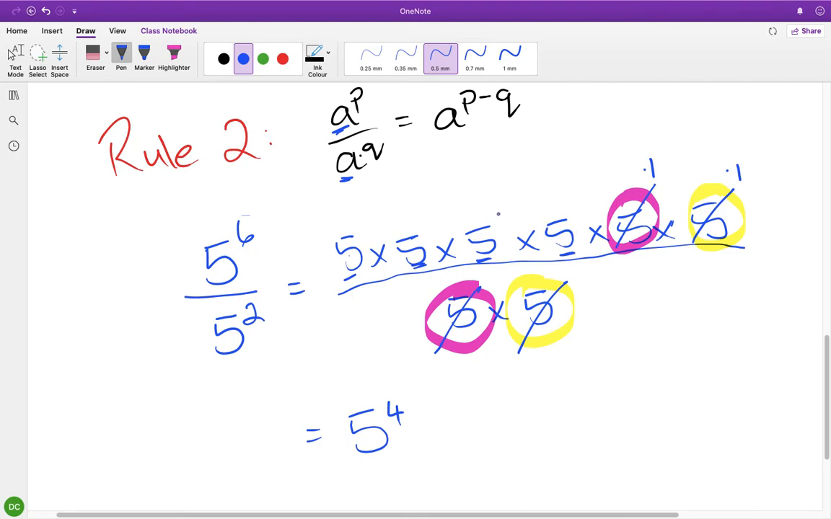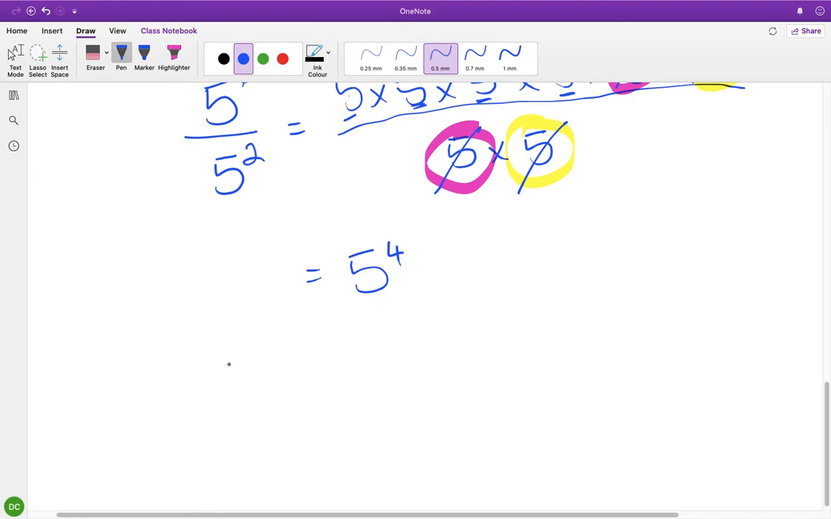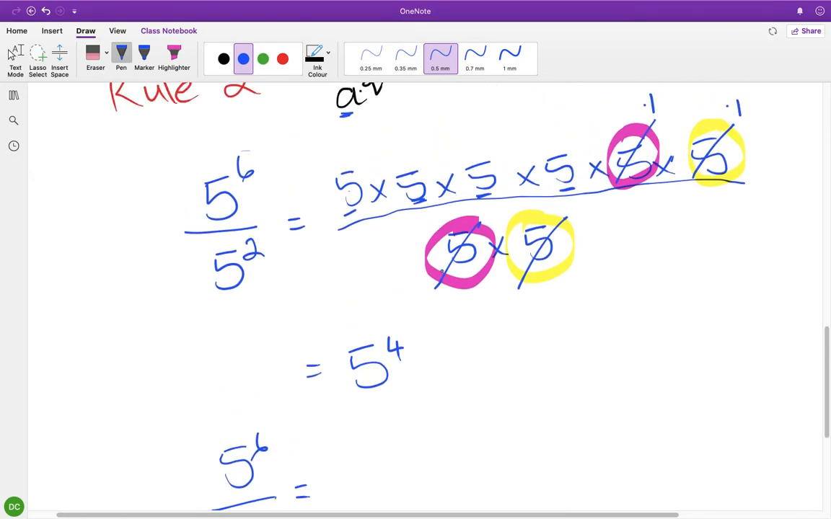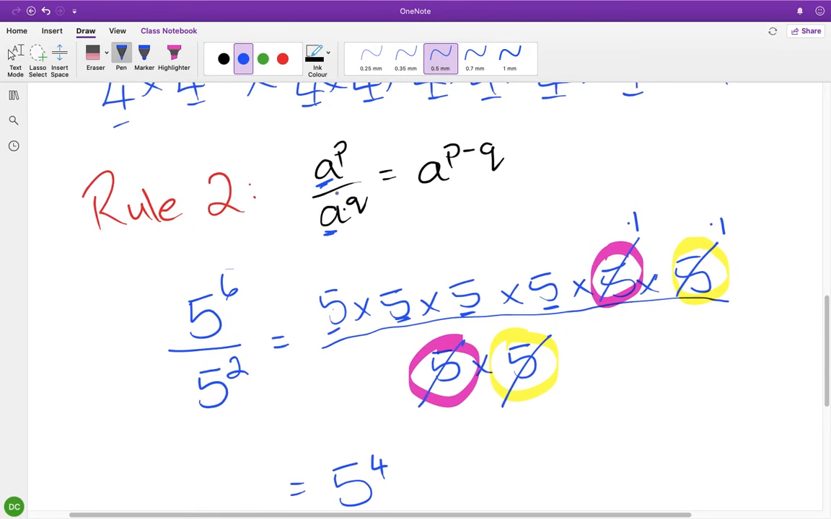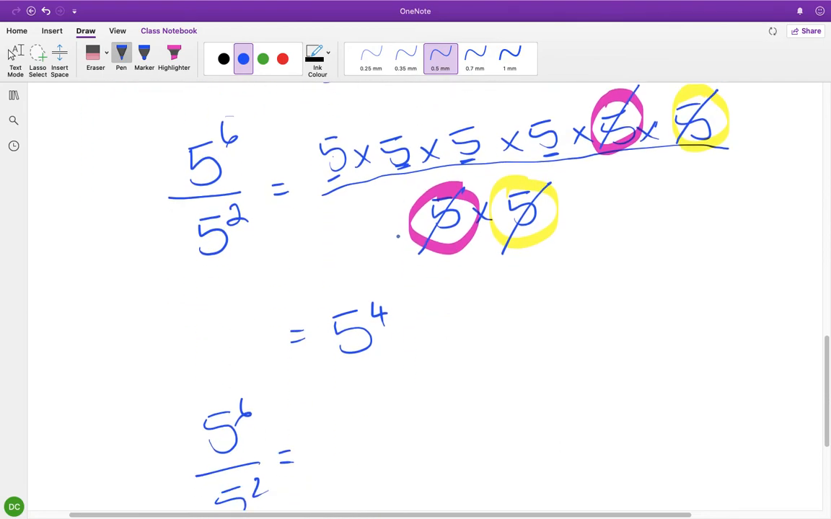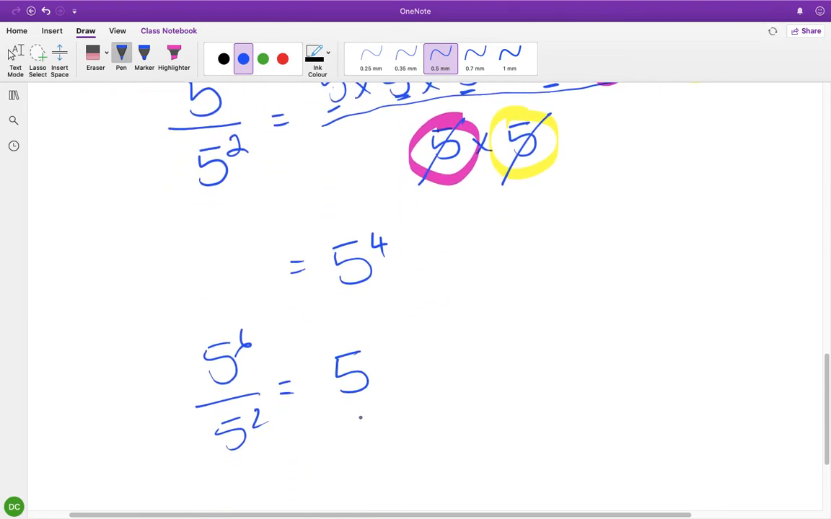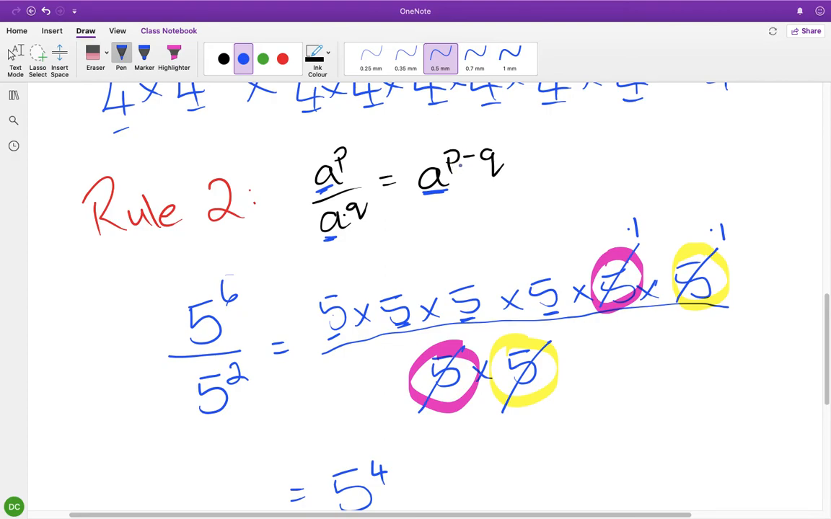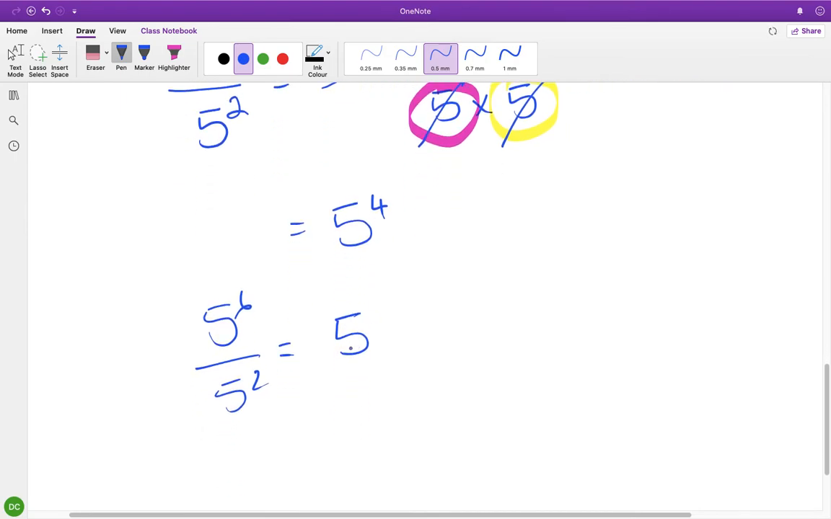Okay, so then let's try it using the rule. Alright, so it was 5 to the power of 6 divided by 5 to the power of 2, and according to the rule, if you have a division, you do keep the base. So there, look, the base hasn't changed. So I'm going to keep the base, and I'm going to do P minus Q. So that's the top power minus the bottom power. And 6 minus 2 is 4.